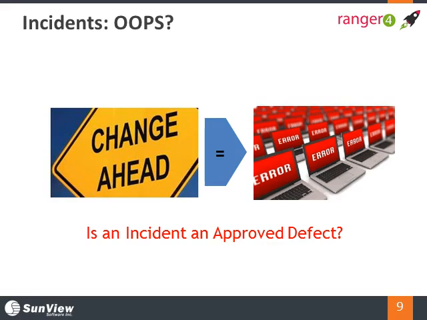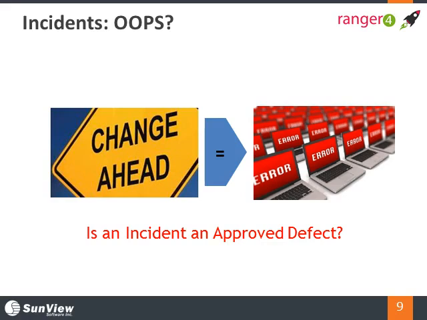It's interesting to me that the definition of an incident on one side of the spectrum is something is broke and we need to get it fixed. And the definition of something is broke and we need to get it fixed on the development side, that's called a defect. So what I try to do is get my teams to think about the fact that incidents are actually approved defects.